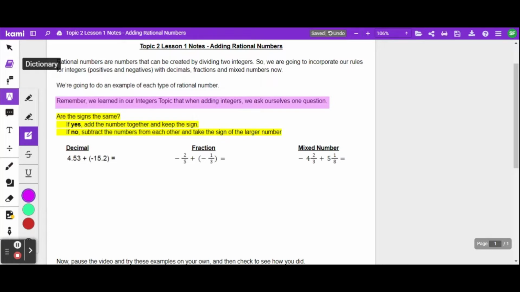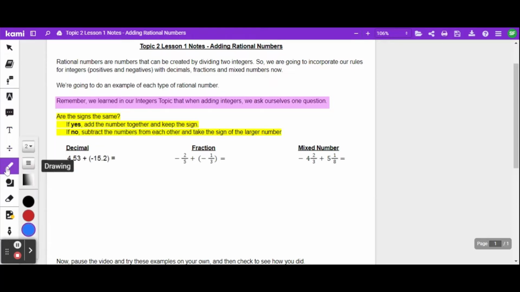And in topic 1, we talked about when we're adding, if the signs are the same, then we're going to add those two numbers together and keep the sign. Or if the signs were different, we actually needed to subtract those two numbers and then keep the sign from the number that was furthest from 0.